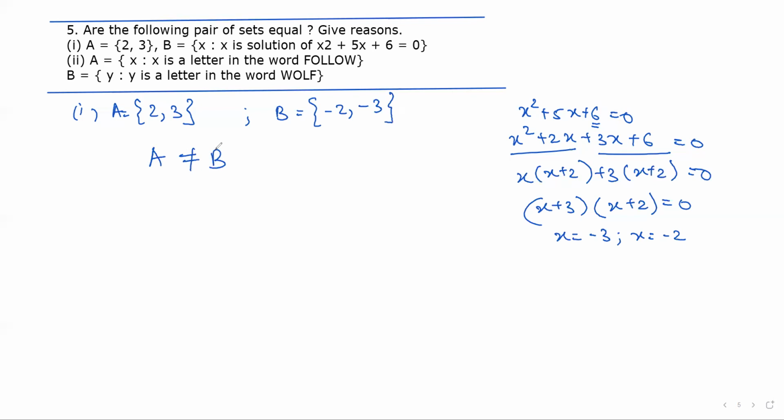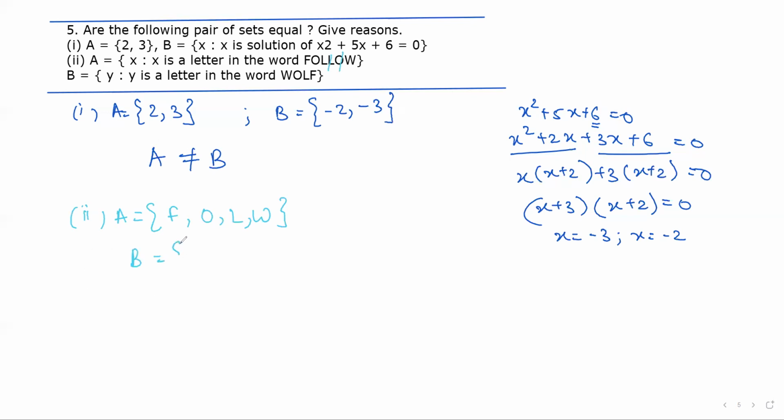Second, A is the set of all x such that x is a letter in the word "follow". So A = {F, O, L, W}. O and L are repeated, and we will only mention them once.